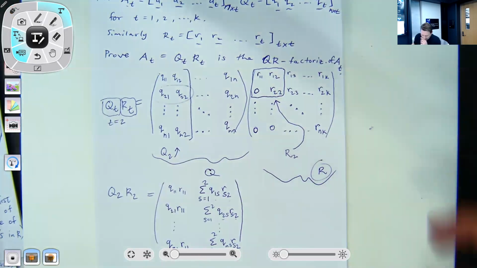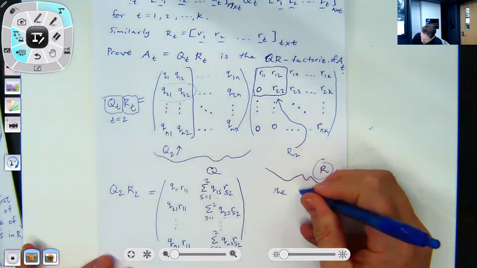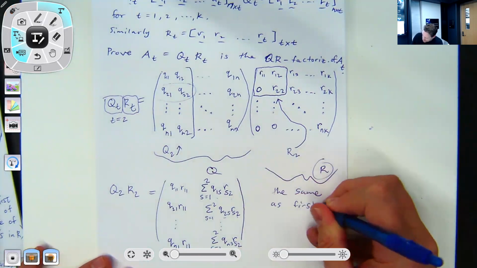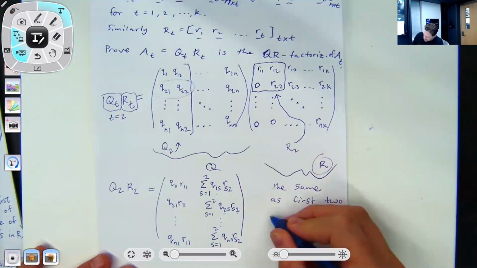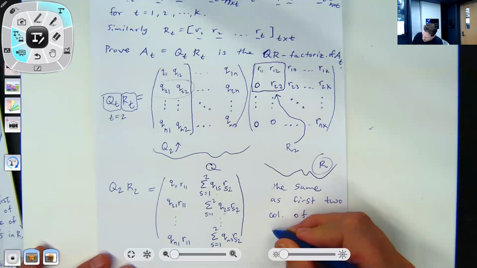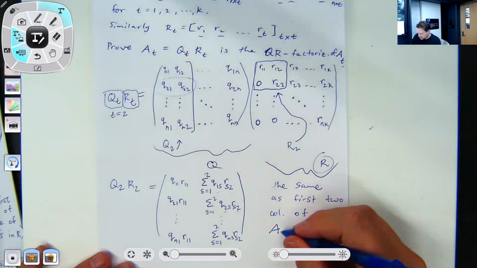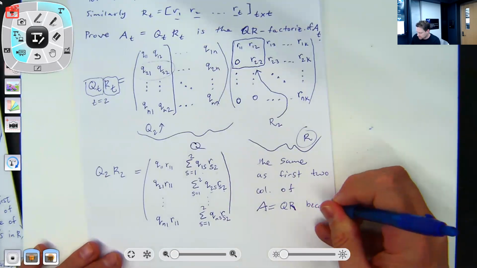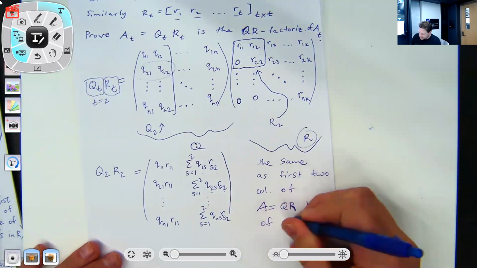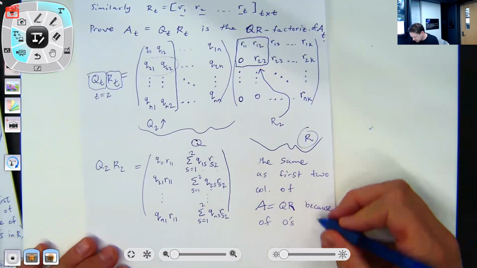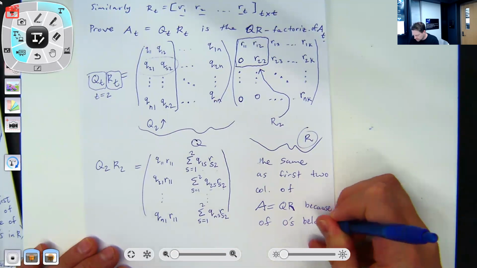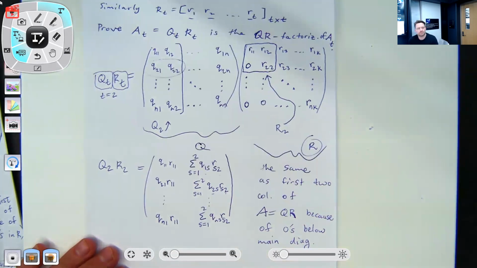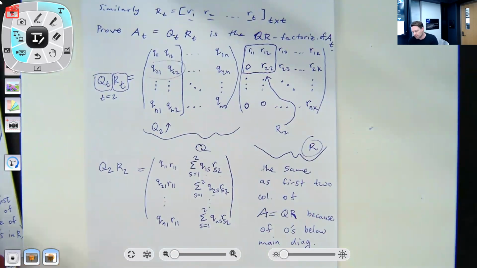Okay, so I'll just note here the same result as the first 2 columns of all of A, which of course is QR, and that's because of zeros below the main diagonal. Okay? All right, so we're basically, hopefully, almost convinced now.